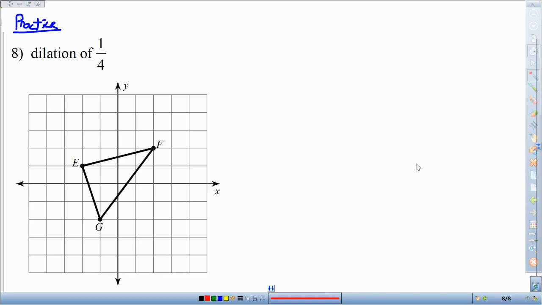Okay, so yeah, that's the basics of dilations, guys. Not too shabby as long as you know how to multiply. It's a little weird when fractions get thrown in, but otherwise it's not that bad.